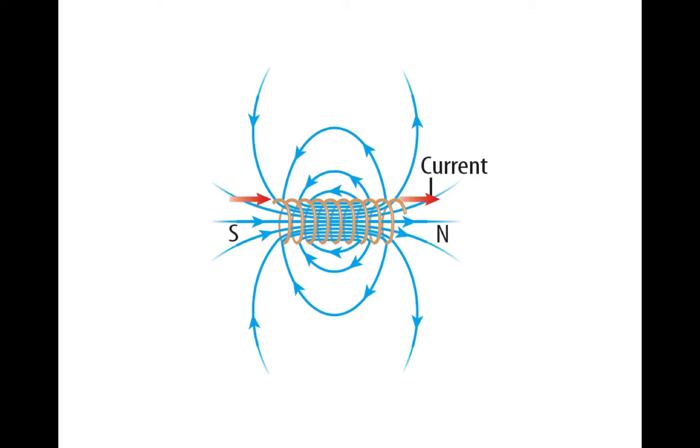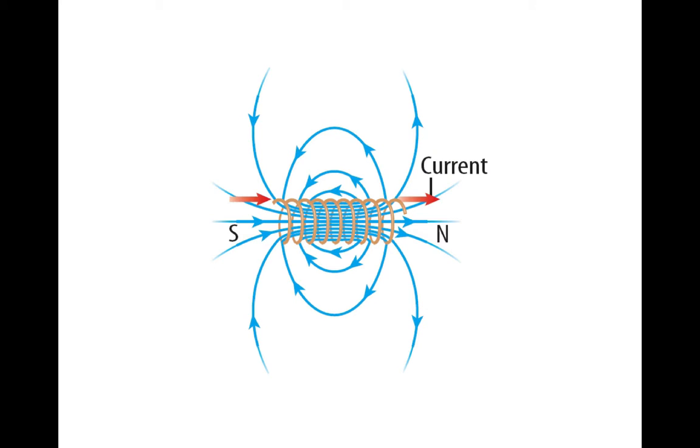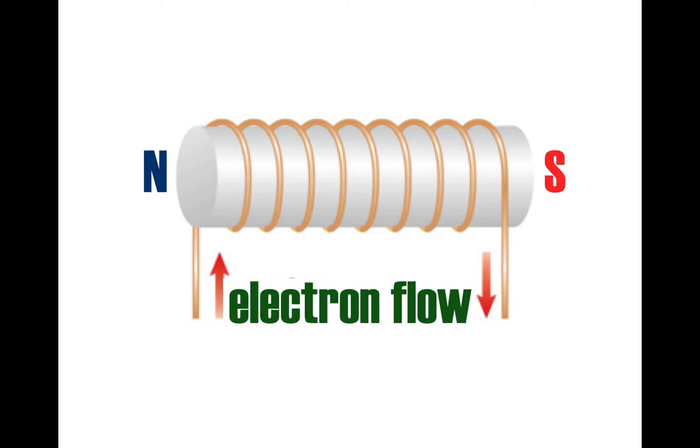So what happens if I create more loops? Well, those loops then create a very intense magnetic field inside of that loop. And this is what I call a solenoid. Okay? Back up. This is a solenoid. When I have looped coiled wire and I run electricity through that wire, I will create a solenoid.